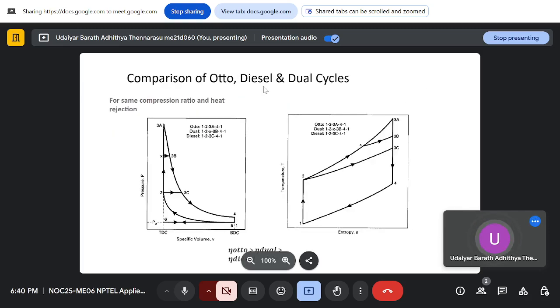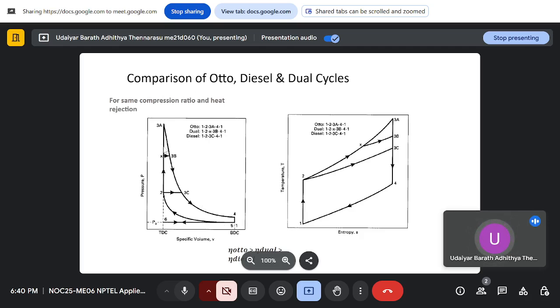To compare these 3 cycles, Otto, diesel and dual cycle: if we have the same compression ratio and heat rejection, so that heat rejection is fixed and we have the same compression ratio, then the two pressures are fixed. In that case, Otto is given by 1, 2, 3a, 4, 1. That will have the maximum area under the curve, so more work is generated and more efficiency.